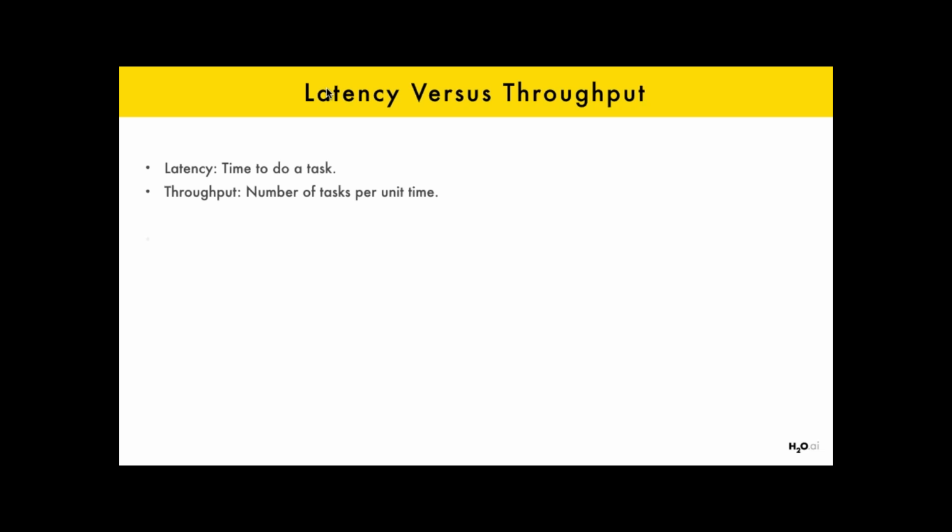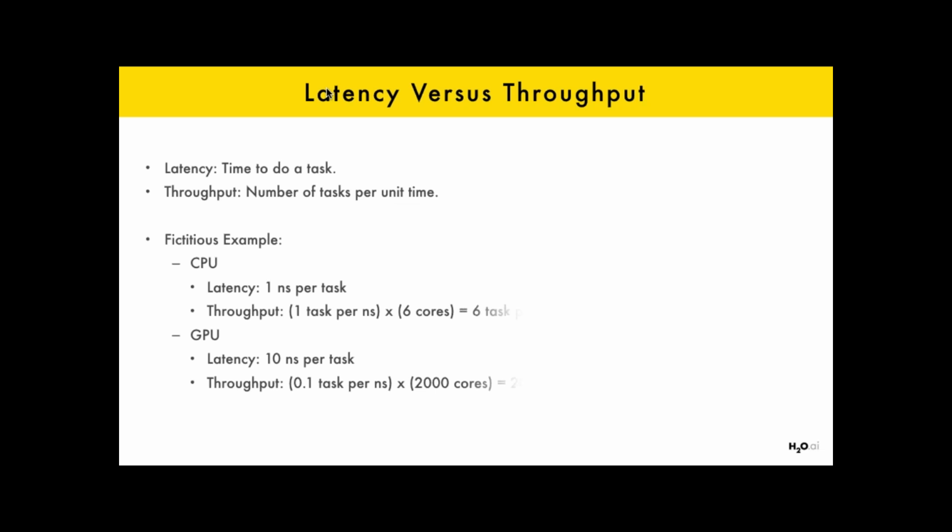That's throughput. So if I do a fictitious example, just to put some numbers on the table, let's assume you have a CPU, and I totally made these numbers up, right? But it takes you 1 nanosecond per task, so that's like a really super smart guy in your company, right?